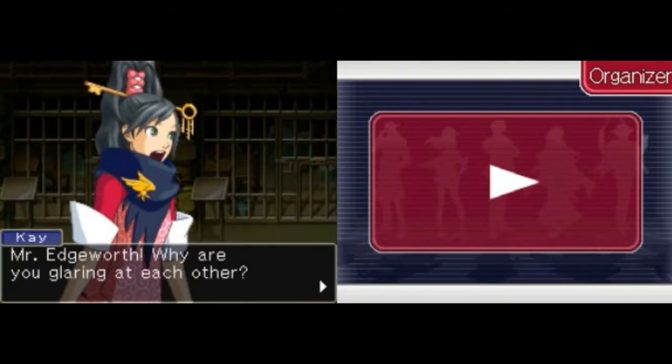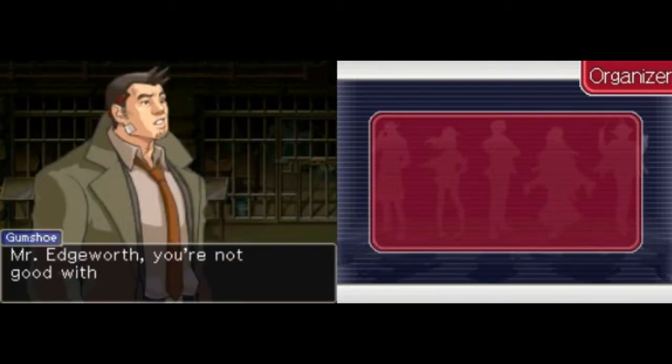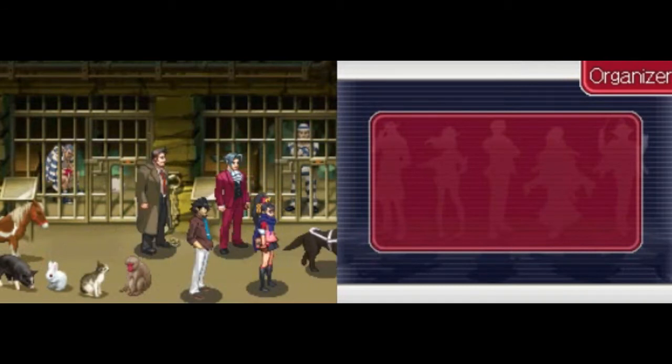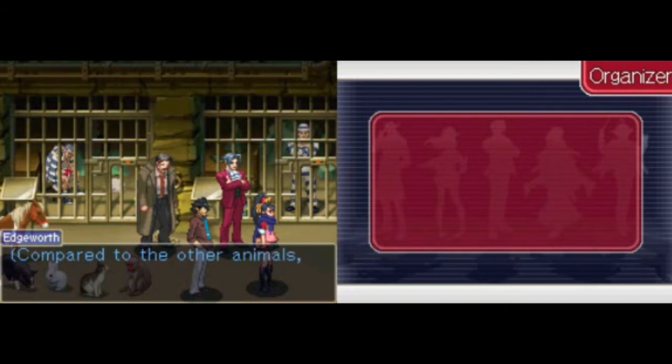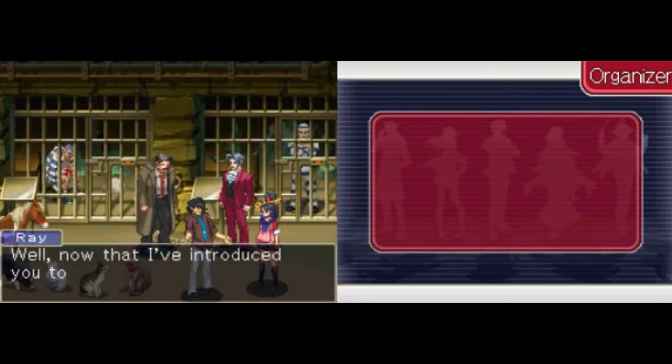Mr. Edgeworth, why are you glaring at each other? I mustn't lose. Mr. Edgeworth, you're not good with dogs, are you, sir? I'll tame that dog myself. Here, boy, here. Oh, he just ignored him. Poor Gumshoe. It completely ignored me, sir. Compared to the other animals, there's something different about this one. I'm sensing a great hostility towards me only. Does that dog not like prosecutors or something? That's weird.